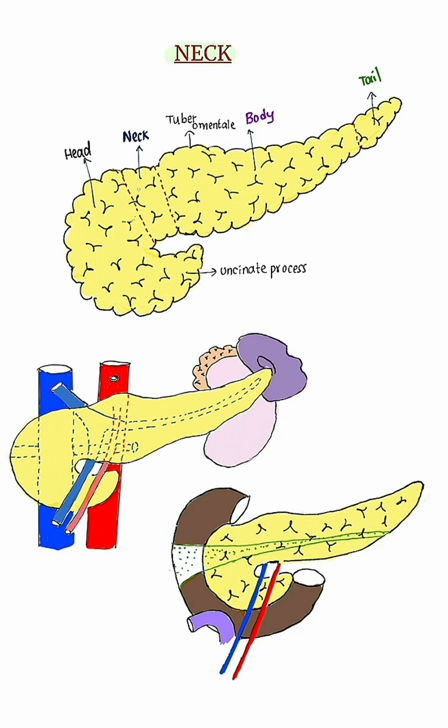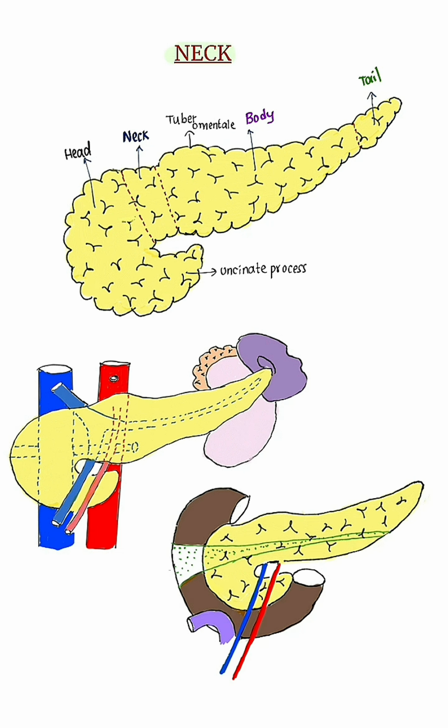Neck. It is the slightly constricted part of the pancreas. It lies between the head and body. It faces upwards, forwards, and to the left. It presents two borders, superior border and inferior border, and two surfaces, anterior surface and posterior surface.